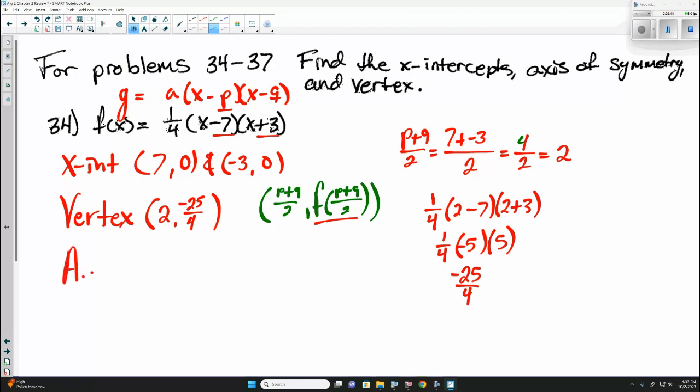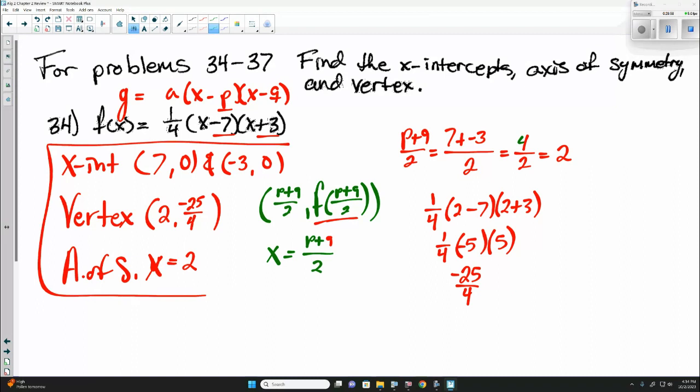And our axis of symmetry is x equals p plus q over 2. Well, we already found that value, and it is 2. That's all we have to do for these here.